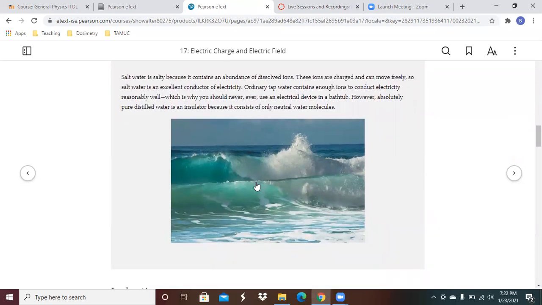This ought to be interesting to you. Salt water is salty because it contains an abundance of dissolved ions. These ions are charged and can move freely, so salt water is an excellent conductor of electricity. That's why you get out of the lake whenever you see thunderstorms around. Ordinary tap water contains enough ions to conduct electricity reasonably well, which is why you don't use any electrical devices in a bathtub. Very bad idea. However, absolutely pure distilled water is an insulator because it consists only of neutral water molecules.